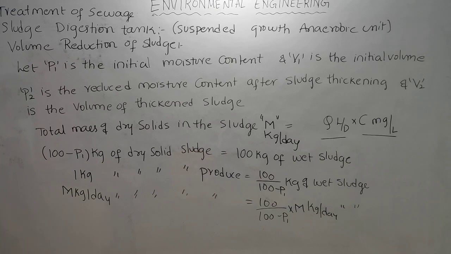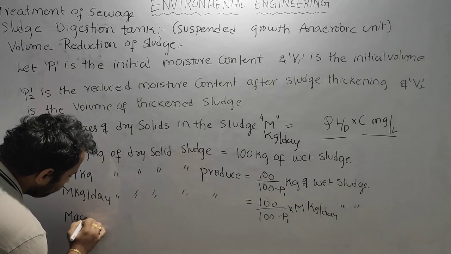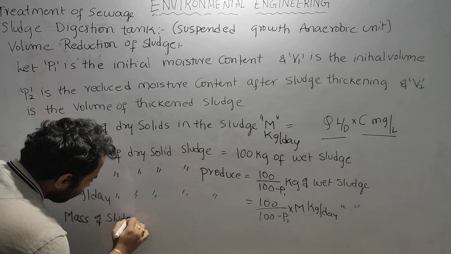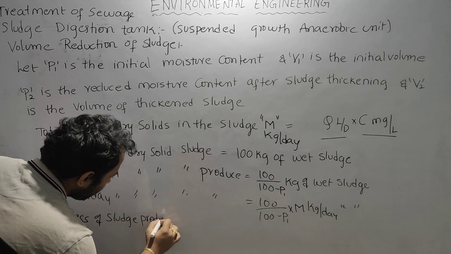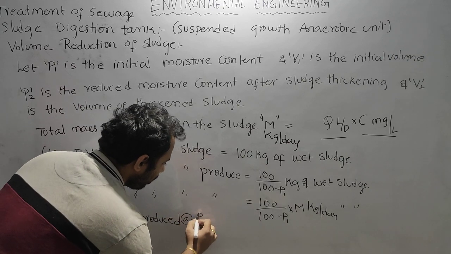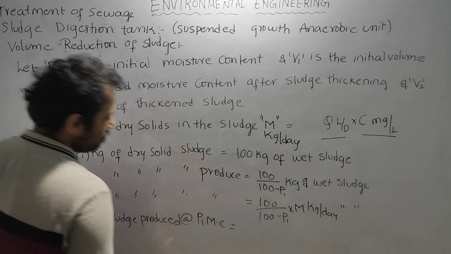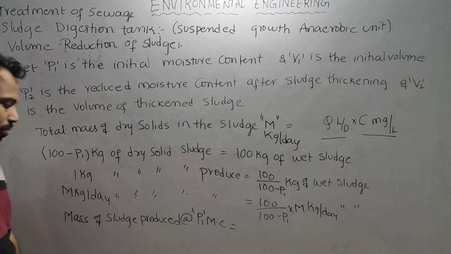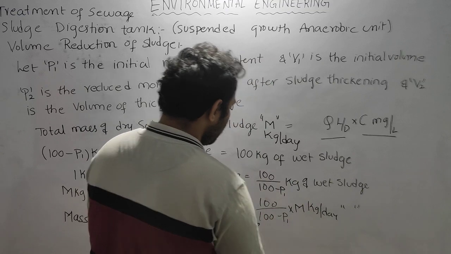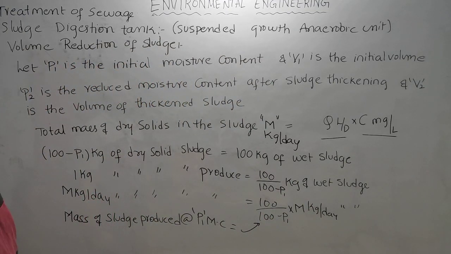So the mass of sludge produced at P1 moisture content is equal to 100 by (100 minus P1) into m kg per day, where m is the mass of the dry solids that are produced per day.